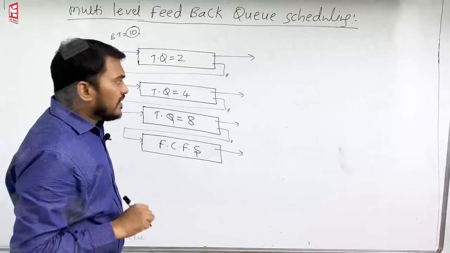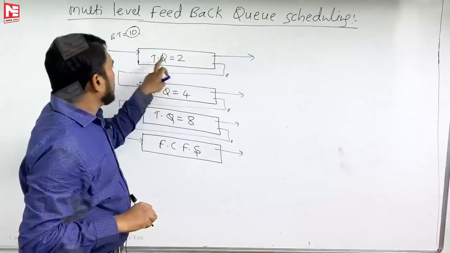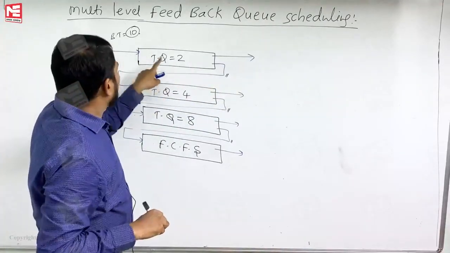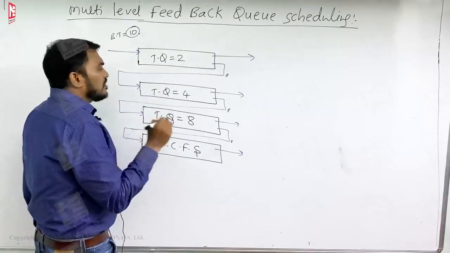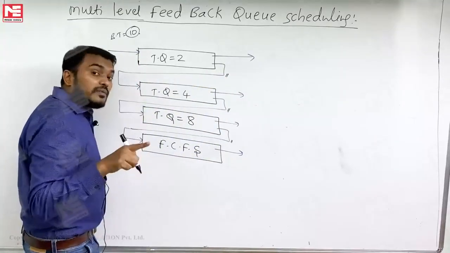The process has a burst time of 10. Here it will execute for the time quantum 2. If it completes execution, it will go to the termination state. Now tell me, this requires 10. Here it will execute how much time? 2 units. Now, will it complete the execution? No. So it will be interrupted and placed in the next level ready queue with the remaining burst time.